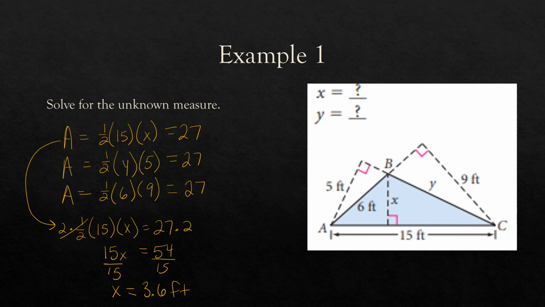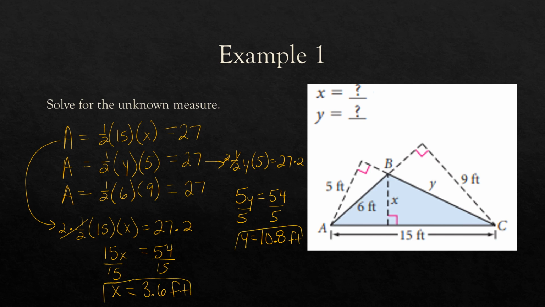Now I'm going to take the last one. 1/2 y times 5 is equal to 27. If I multiply both sides by 2, I have 5 times y is equal to 54. I'm going to divide by 5. 54 divided by 5 is 10.8. And then we're going to add our units of feet. So now we have an answer for x and an answer for y.